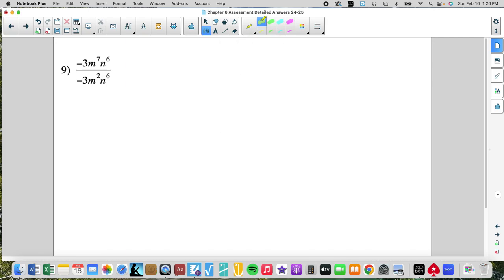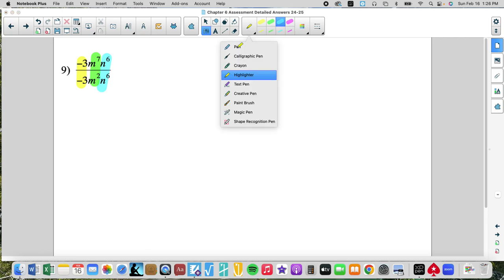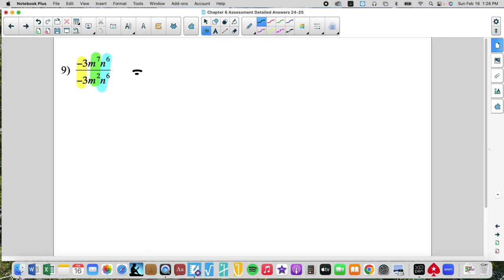Coefficients, -3 over -3 is +1. We have m to the 7th over m to the 2nd, and we have n to the 6th over n to the 6th. -3 over -3 makes 1. M to the 7 minus 2, because we're dividing like bases, and then n to the 6 minus 6. Well, we don't even have to do that because we know n to the 6 over n to the 6 would equal 1, anything over itself. This equals 1, and this equals 1.